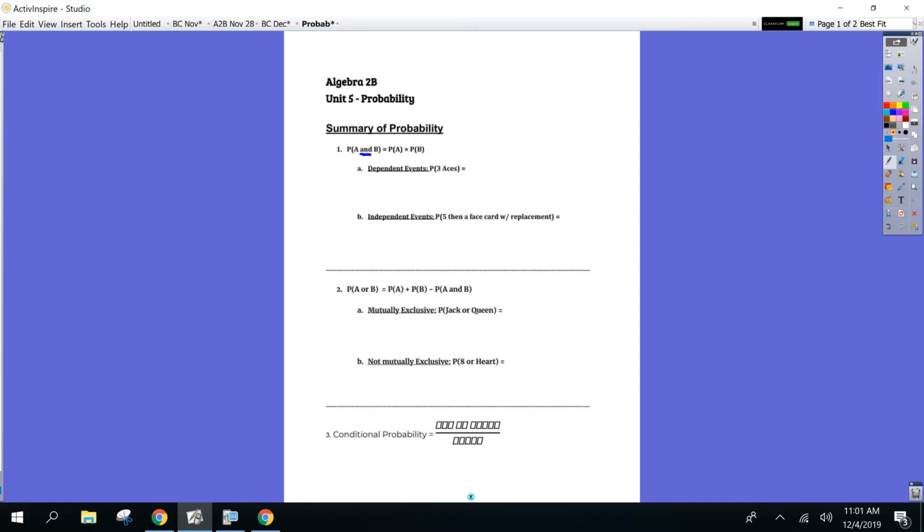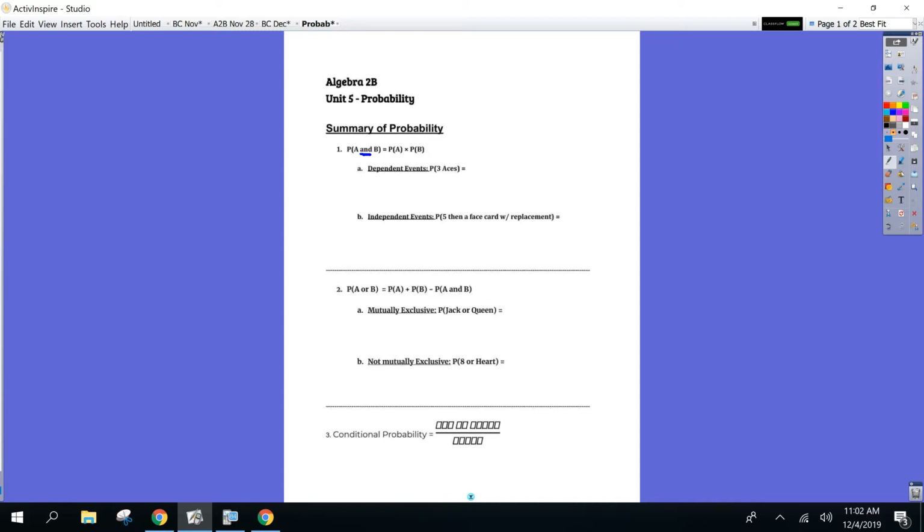You can have a dependent or an independent. Those are 2 we went over yesterday. Dependent, the second one depends on what you did the first time. So right now, I'm going to do the probability you draw 3 aces out of a deck of cards. Remember, assume we do not replace it if nothing is stated.